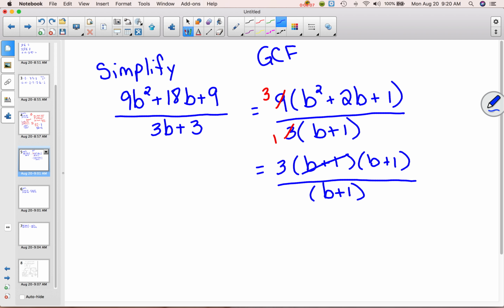Notice I've got a b plus 1 and a b plus 1. Those cancel out. So I'm left with 3 times b plus 1. Or if you want, you could say 3b plus 3. And either one of those, this is factored form, this is not, but either one of those would be acceptable.